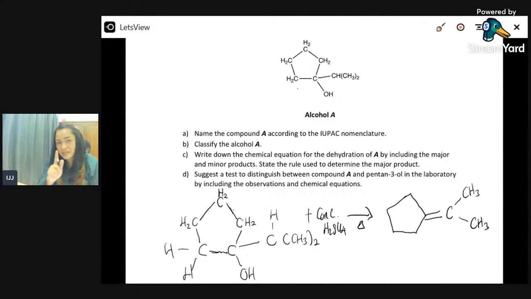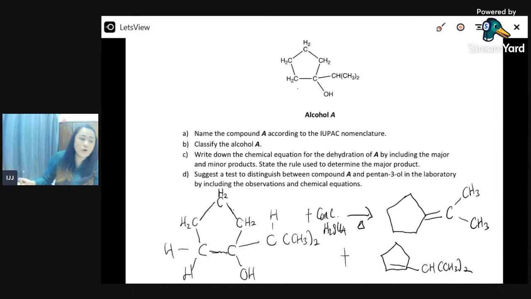Now the second structure, if you eliminate, okay, you eliminate OH here and you eliminate the H here. So apa structure yang kamu akan dapat? Plus, so double bond di C. Okay, so CH. So actually you're gonna get two, yes, you're gonna get two product here. Now you need to decide which one will be your major product and minor product.